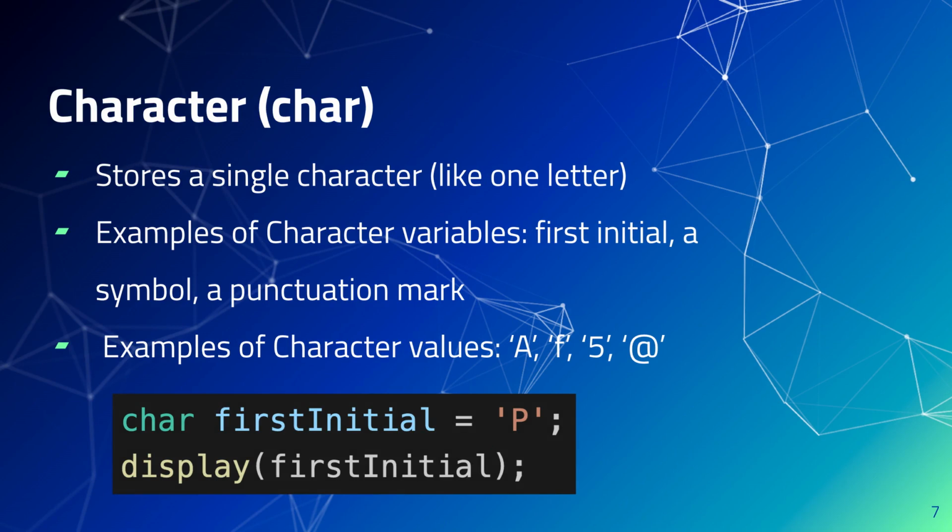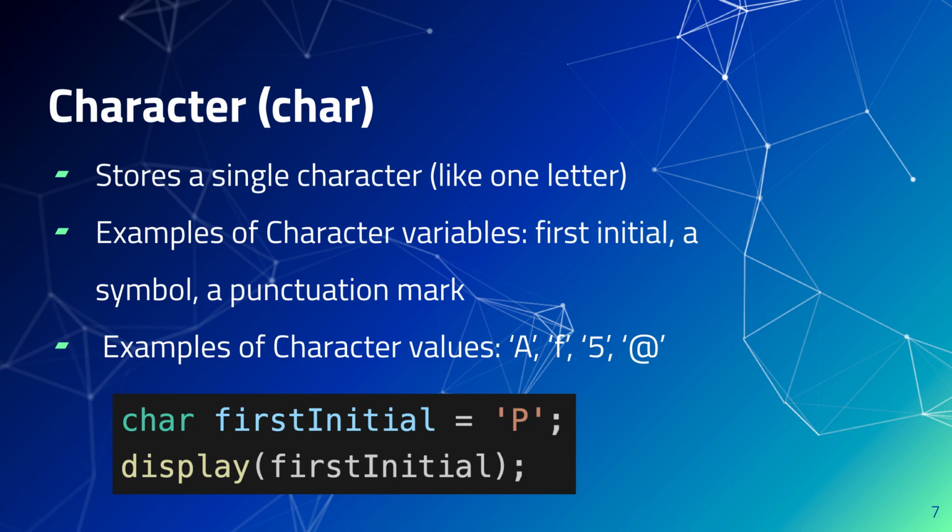The final data type we're going to talk about is a character. You'll probably see this one less than the other four, but it's still good to know. Characters are similar to strings, except they only store one character. An example of something you would want to store could be your first initial or your last initial. You couldn't store both your first initial and last initial in one character variable, because that would be two letters, and a character can only have one.